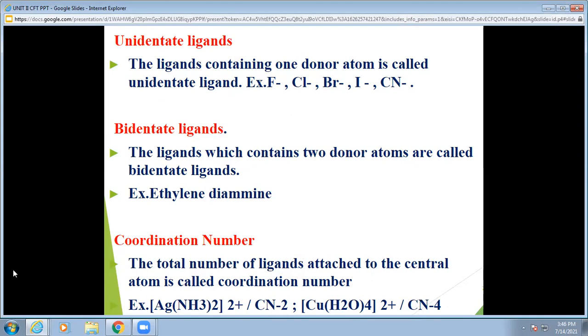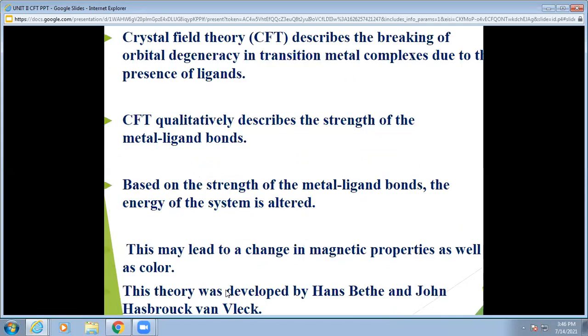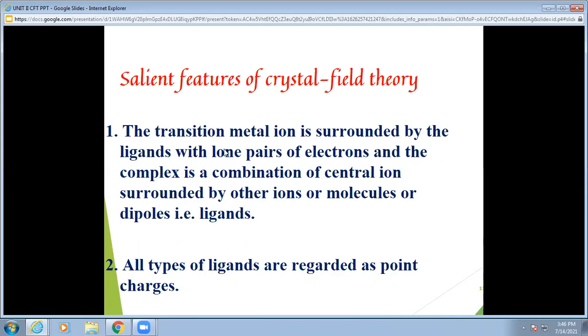Coordination number: the total number of ligands attached to the central atom is called the coordination number. What is the coordination number? The total number of ligands attached to the central atom is called the coordination number. We should calculate the coordination number.